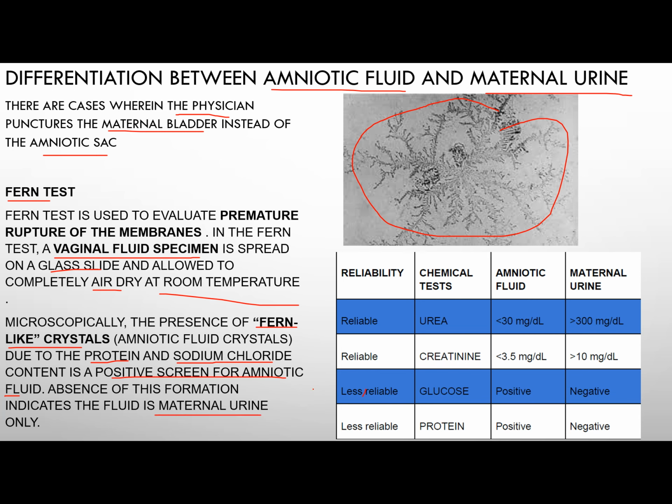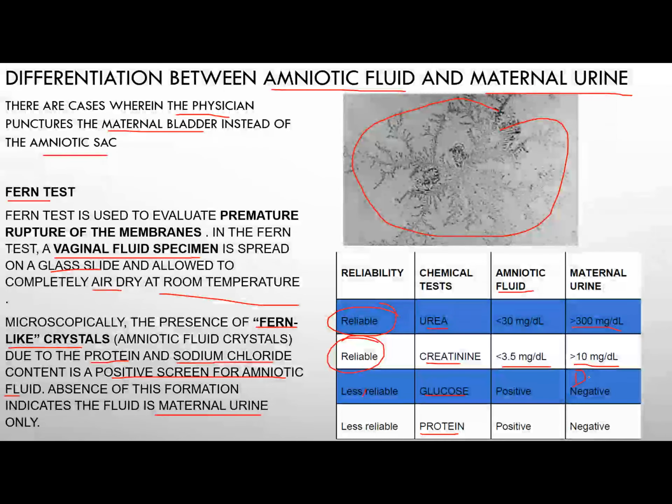You could also use other tests, class, such as urea, creatinine, glucose, and protein. Among the four, urea and creatinine are the reliable tests. Urea would be less than 30 milligram in amniotic fluid, greater than 300 milligram in maternal urine. For creatinine, it would be less than 3.5 milligram per dL, and if it's maternal urine, greater than 10 milligram per dL. The less reliable ones, class, are glucose and protein. Glucose is positive in amniotic fluid, negative in maternal urine. But again, this is less reliable.